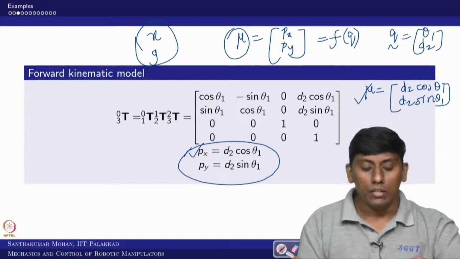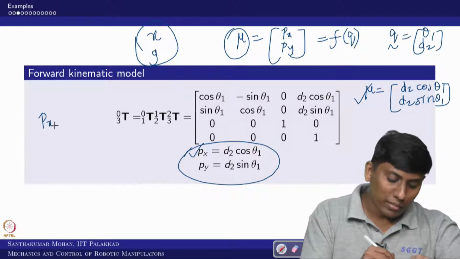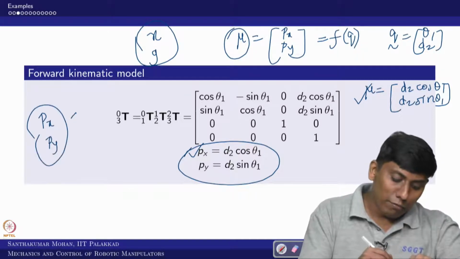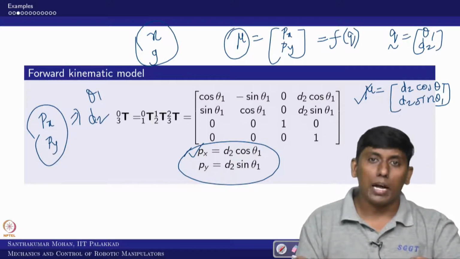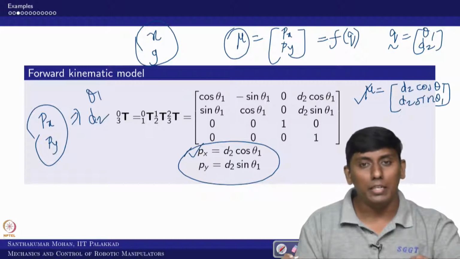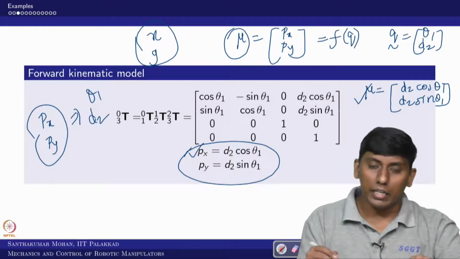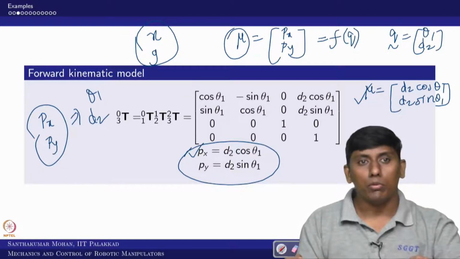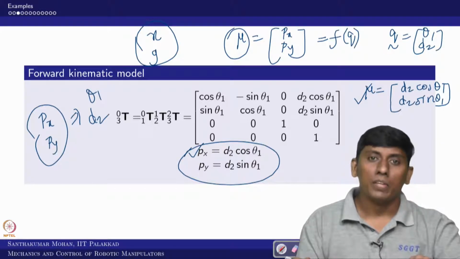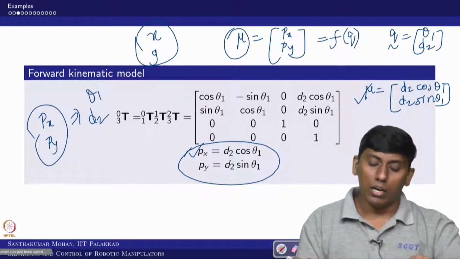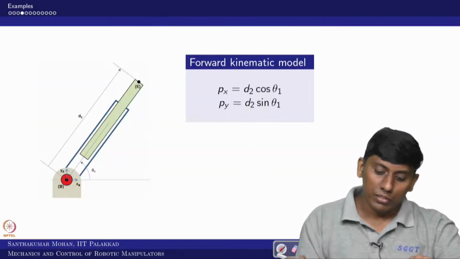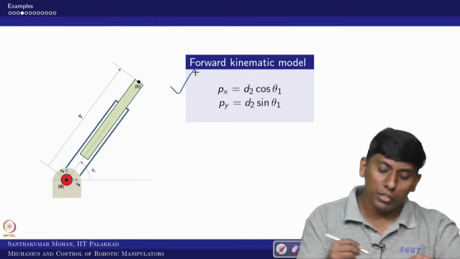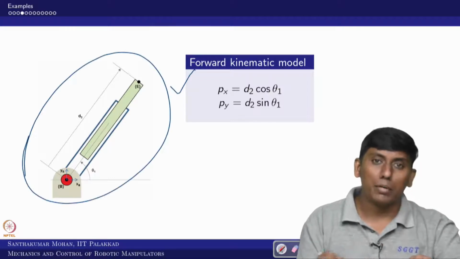You got it. Now if I give px and py, can I find theta 1 and d2? Yes. In this case it is straightforward. You square and add, what will come? It will give only d2 squared. So you can take the square root. So that would be your d2, and you take py divided by px, that would give tan theta 1, right. So that is what we are saying. This is the forward kinematics for the given PR manipulator.